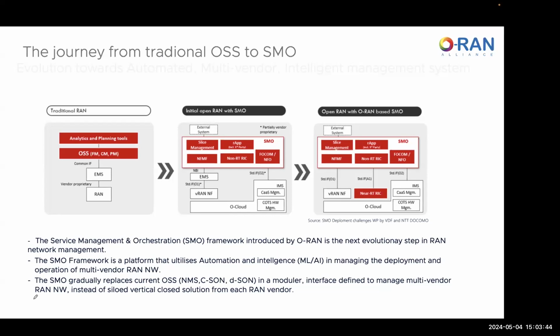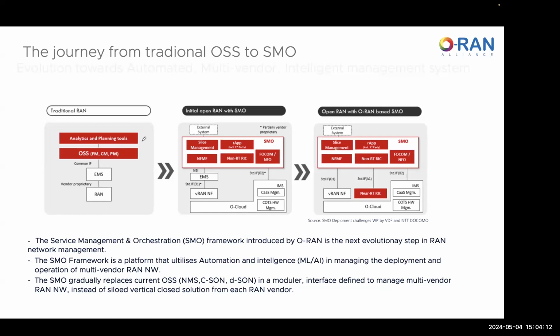Exactly, Karim. Now, one last part is the SMO, and there is more traction or hype about the SMO. It was one part of the architecture of the ORAN Alliance, which should cover three functions: the orchestration of the CNFs, the management of the cloud, the management of the RAN, and the non-real-time RIC.